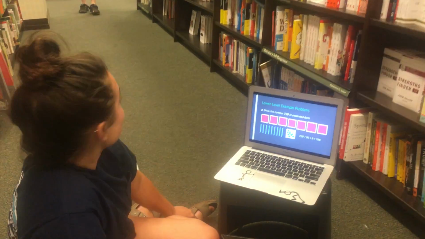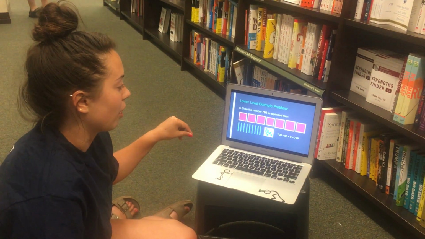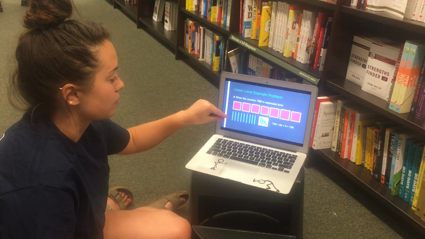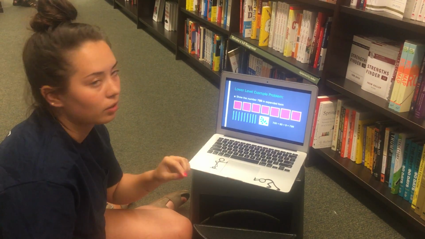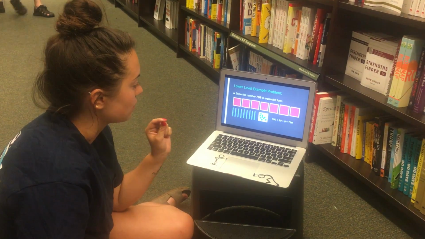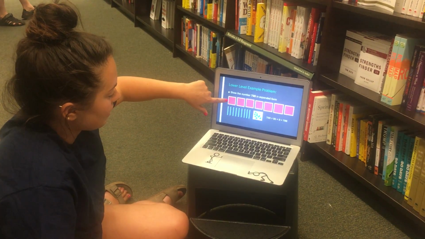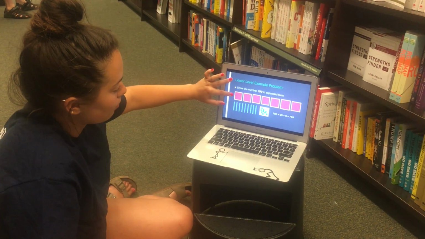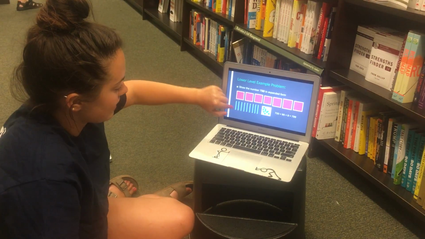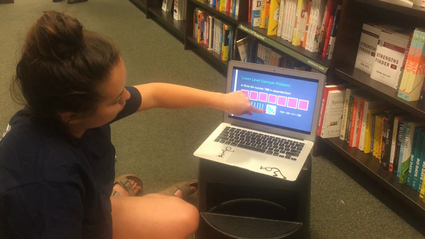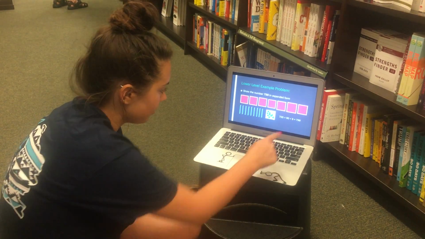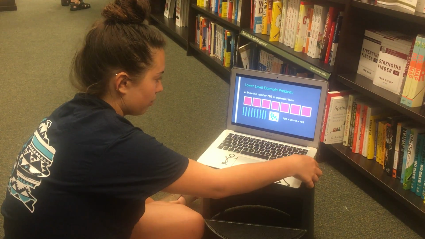So this was our example for a lower level problem, and for the students, they were supposed to show the number 799 in expanded form. The students understand that the big blocks are in blocks of 100, the sticks count for 10, and the little cubes count for just 1. And then they were able to solve the problem that way.